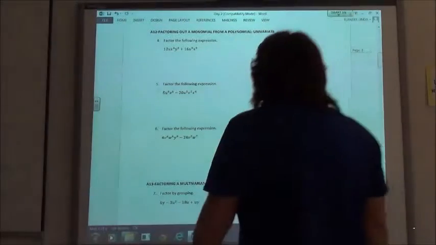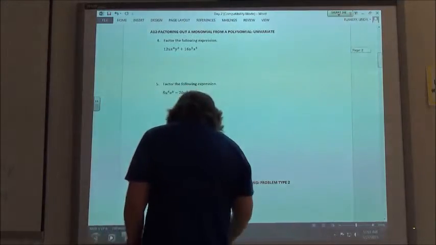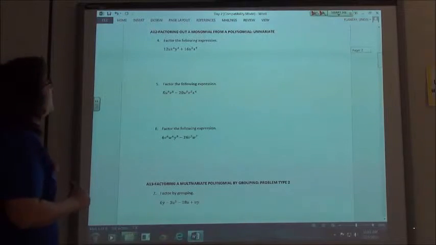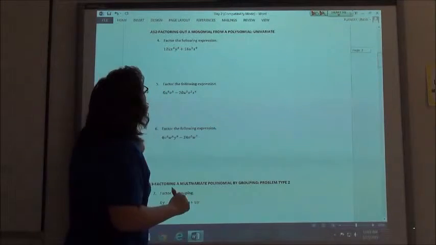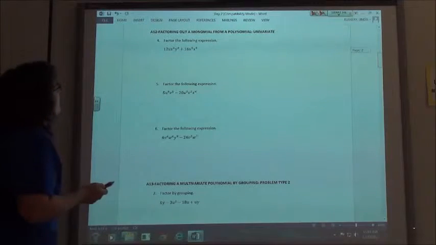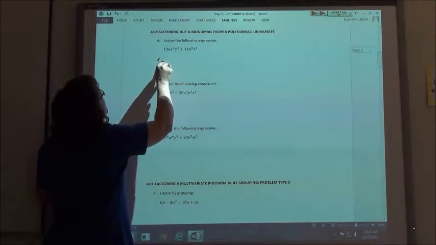4, 5, and 6, factoring out a monomial from a polynomial, univariate. When it says to factor, we're trying to figure out what times what would have given me this answer. So basically, I'm dividing this out. So I'm looking for my greatest common factor. The greatest common factor of 12 and 16 would be 4.